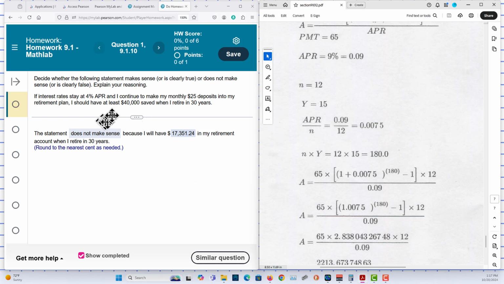So you would do this one the same way. And you'll either verify, and it makes sense, or it doesn't make sense. And that's Chapter 9, Section 1, Problem 10.